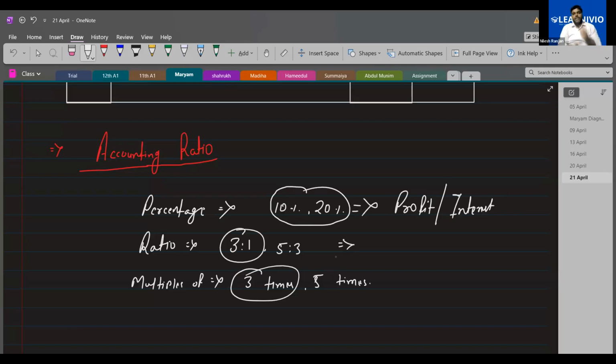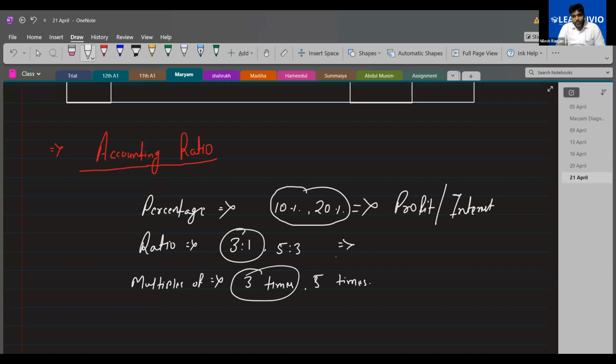So when you use ratio to compare two accounting data, like sale with the purchase, sale with the profit, profit with the capital, expenses with the sales, and sales with the assets, all these comparisons, if we are doing using the ratio technique, then it is called accounting ratio. So now the name is changed to accounting ratios. Sometimes this chapter name in some books is ratio analysis.